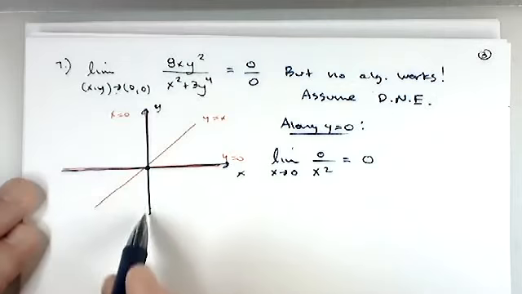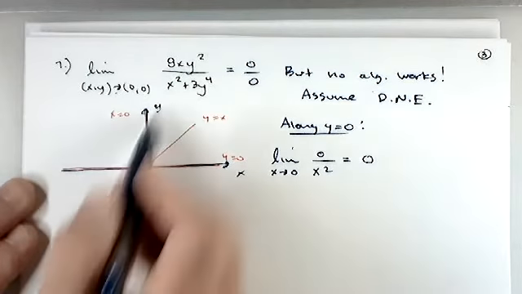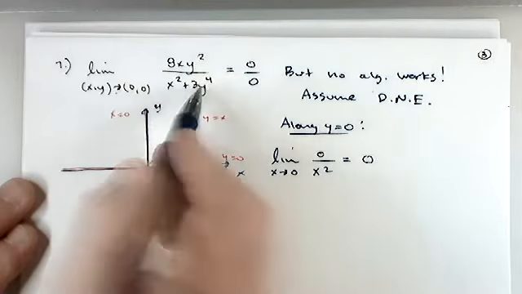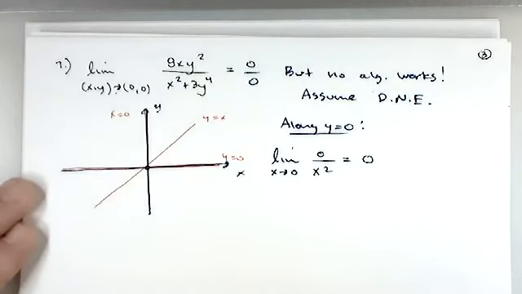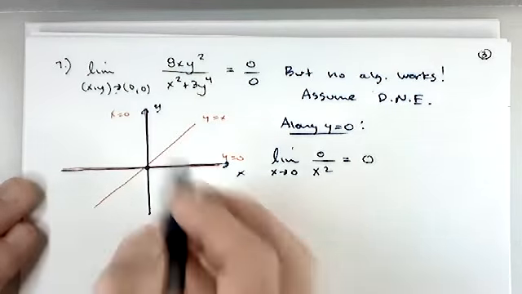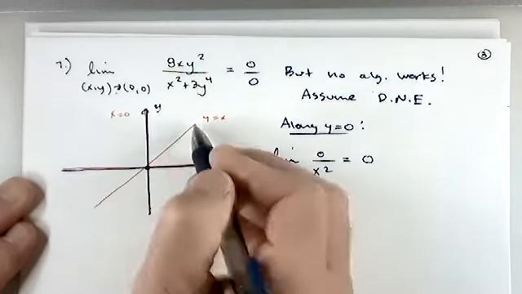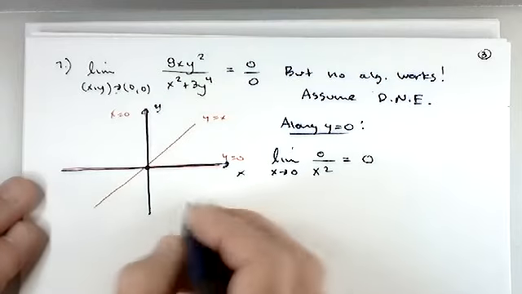Similarly to the last one, if we let x be 0, it would make my numerator 0 and my denominator 3y to the 4th. I would also get 0, so that would be a waste of time. Let's try the one that worked for us last time that gave us something different. Let's try along y equals x. I want to show you what happens here.